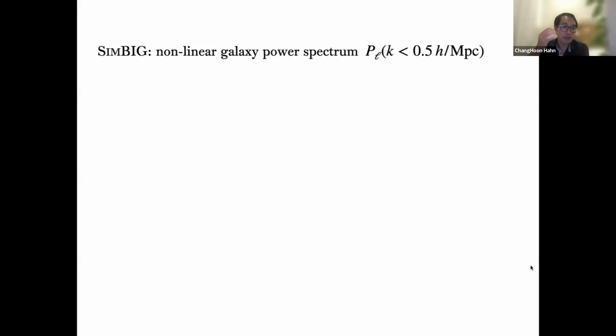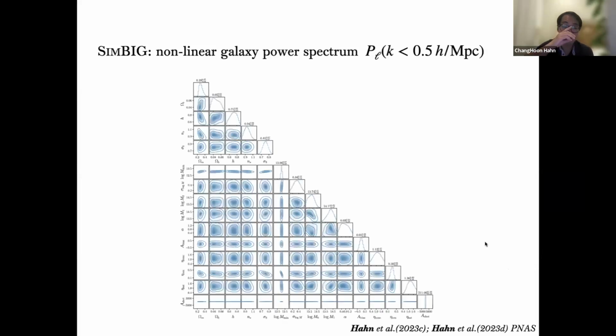So now that you know how the SimBIG framework works, we can apply this to actual clustering statistics. The first statistic we applied this to was the galaxy power spectrum. But since we use a simulation-based approach, we go down to significantly smaller scales to a kmax of 0.5 rather than the standard kmax of 0.2. So here's what the full posterior looks like. The top set of contours represent the posteriors for the lambda CDM parameters, and the bottom set here are for the HOD parameters and nuisance parameters.